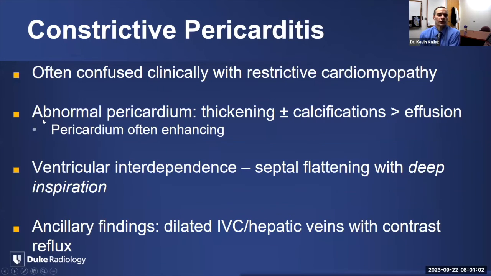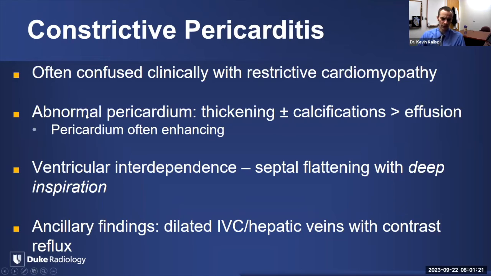So constrictive pericarditis is often a confusing clinical diagnosis because they tend to have a restrictive physiology. So usually this will get talked about with restrictive cardiomyopathies, although by imaging, very different appearance. So we do add a lot of value at MR.